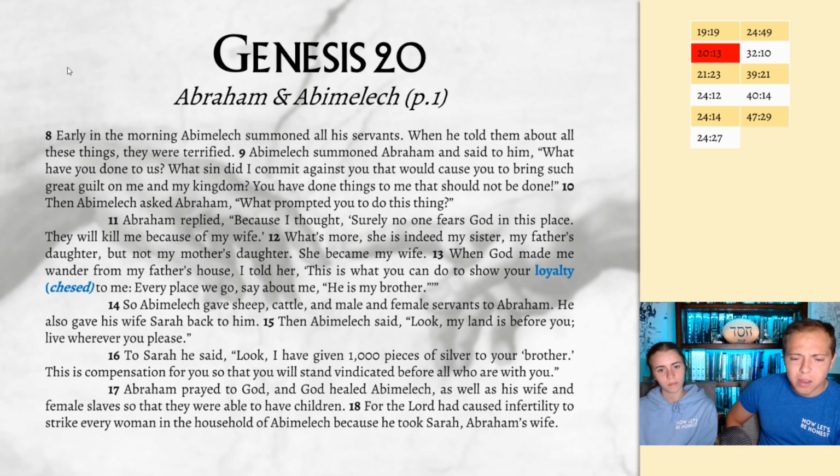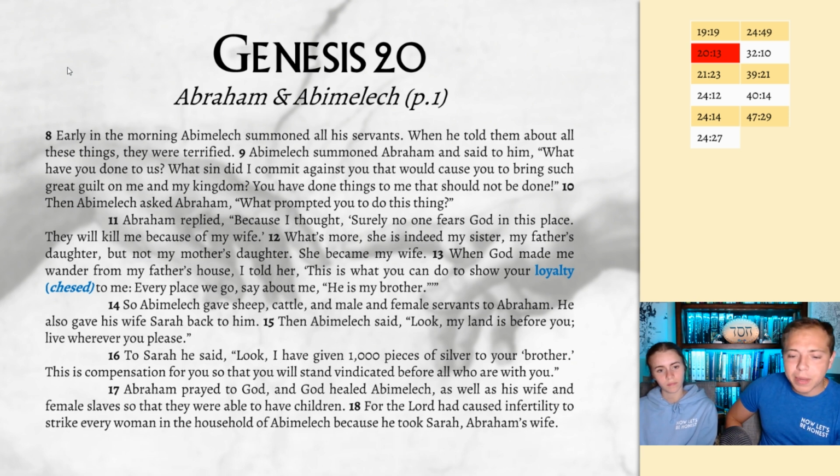Abraham replied, because I thought surely no one fears God in this place. They will kill me because of my wife. What's more, she is indeed my sister, my father's daughter, but not my mother's daughter. She became my wife. When God made me wander from my father's house, I told her, this is what you can do to show your loyalty to me. Every place we go, say about me, he is my brother.